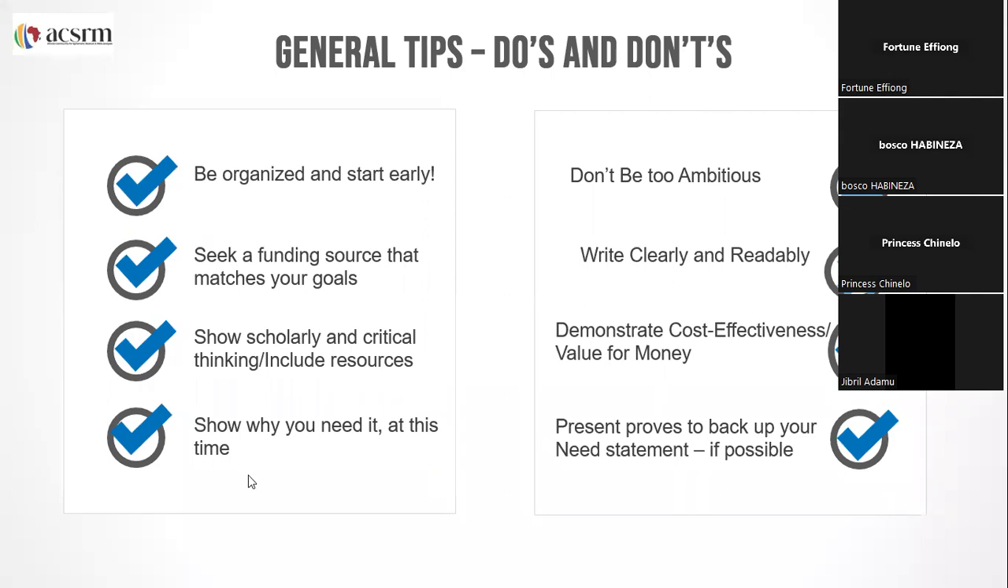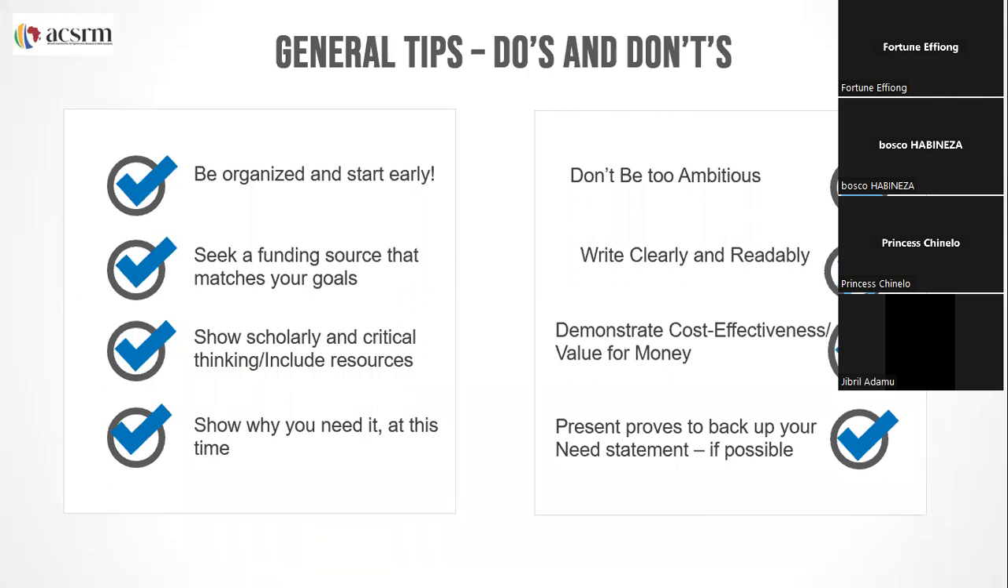Okay, so show why you need it at this time. This is very important. Grant managers have priorities, organizations have priorities. So they have priorities in terms of time. For example, during the period of COVID-19, you could see the priorities of so many organizations, in fact, so many funding bodies, in fact, the government that funds research projects, their priorities changed to COVID, right? So now getting a grant for a project on COVID is going to be very difficult, yes. So you have to check that now is the right time for you to submit that kind of proposal.